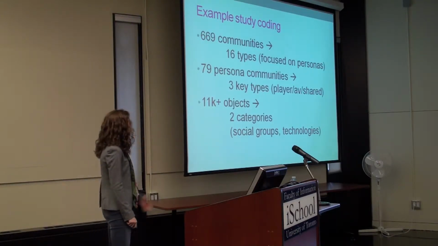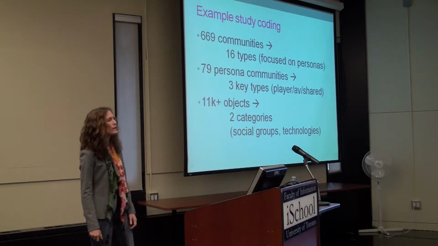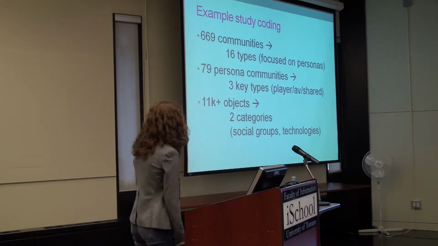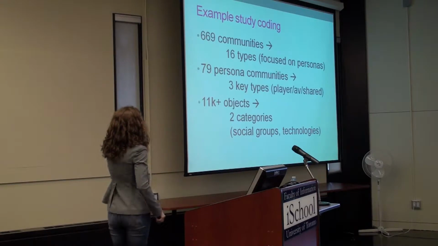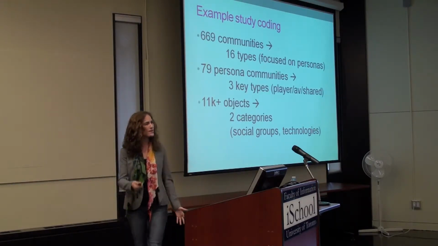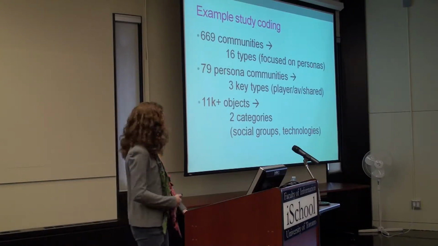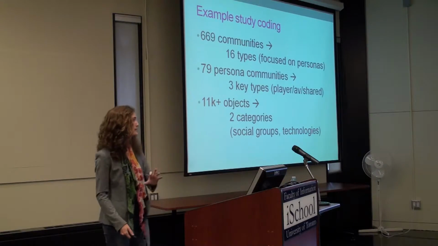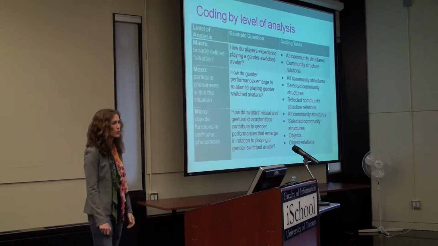Across the 29 people, there were 11,000 unique objects in more than 27,000 relationships. And like I said, I didn't address the whole range of potential objects in those. That definitely has room for future research, but I focused particularly on the ones that I could identify as social groups and technologies, because that is what my research question focused on.